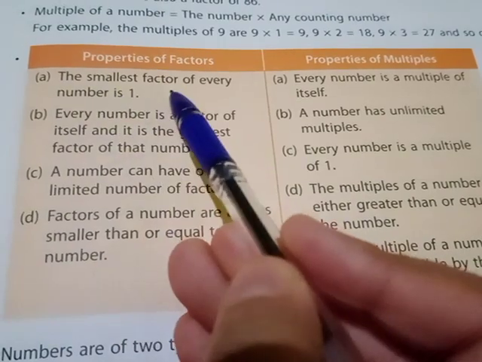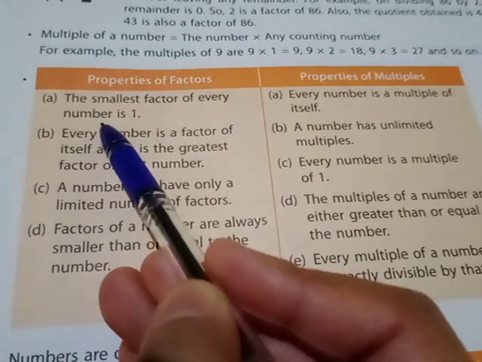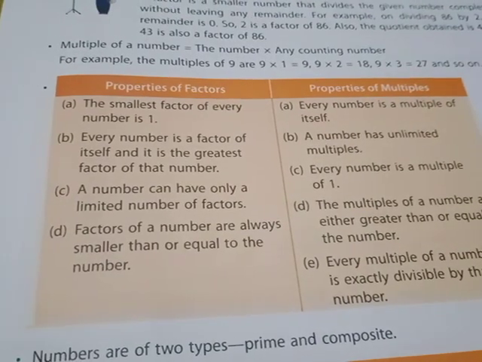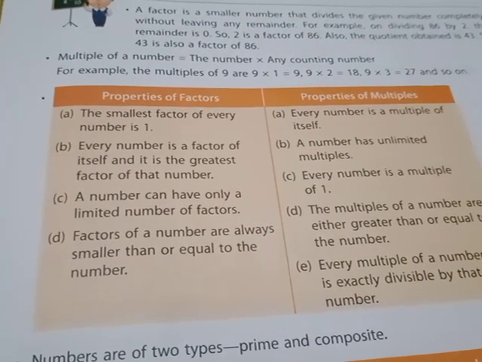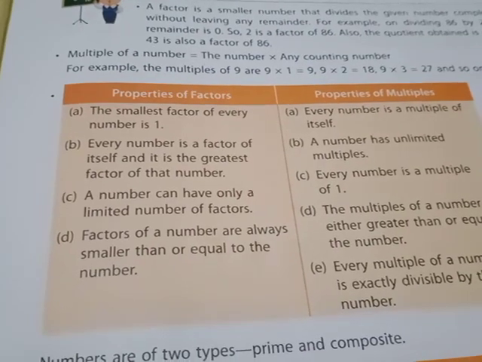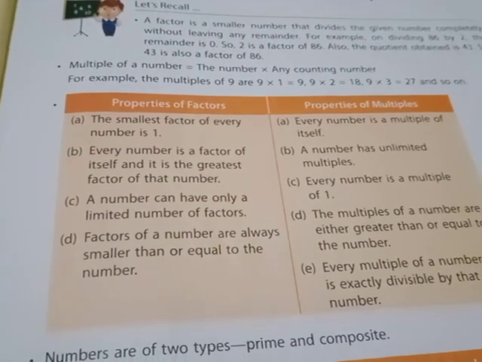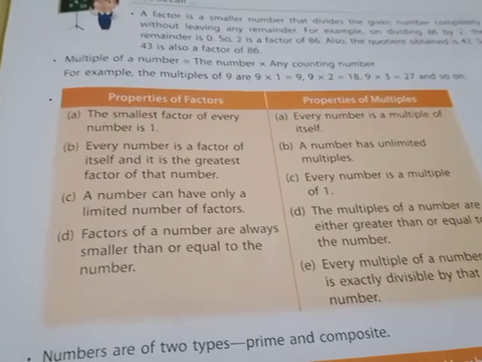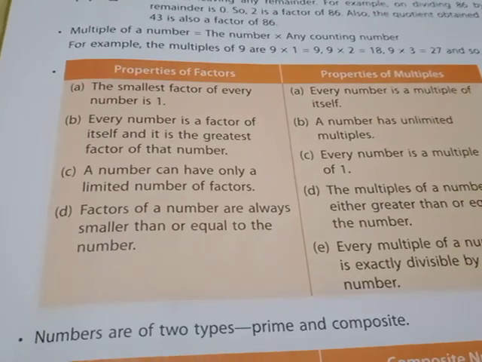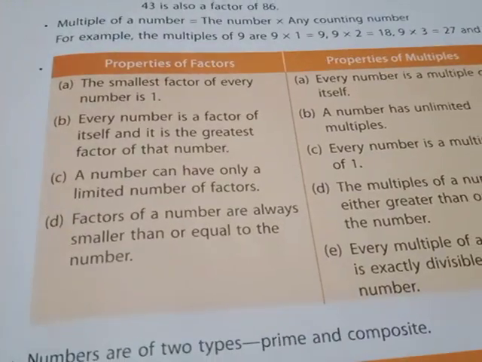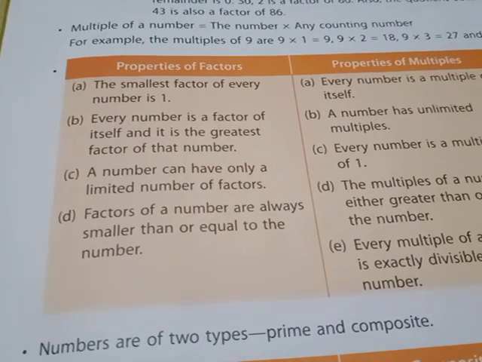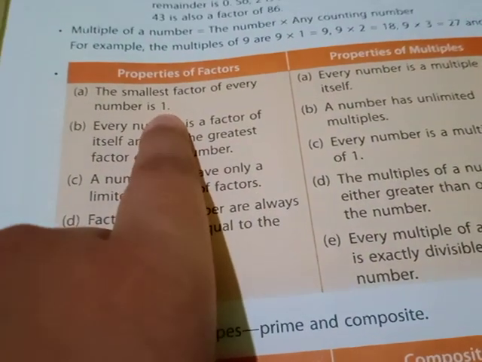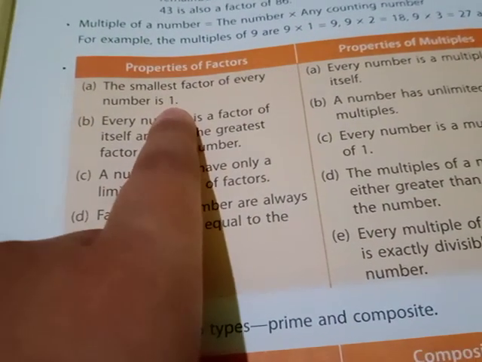The smallest factor of every number is 1. I told you in the previous class, if it is asked to write the factors of 12, what will be the first factor? The first factor will be 1. It is asked to write the factors of 18. What will you write first? You will write 1. Okay? So just keep in mind that for any number's factors, when asked, the first factor always is 1.